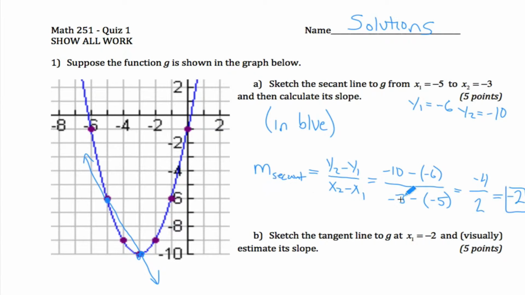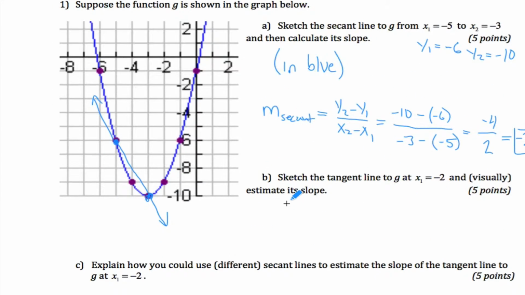So the slope of the secant line is equal to -2, which looks about right. It looks like this thing goes down by 2 every time it goes over by 1. Sketch the secant line to g, calculate its slope, done and done. Sketch the tangent line to g. Okay, better change colors. Maybe I'll say drawn in red, at x1 equals -2. First find that point. That's talking about this point right here. The tangent line is the line that just kind of touches at that point right there.